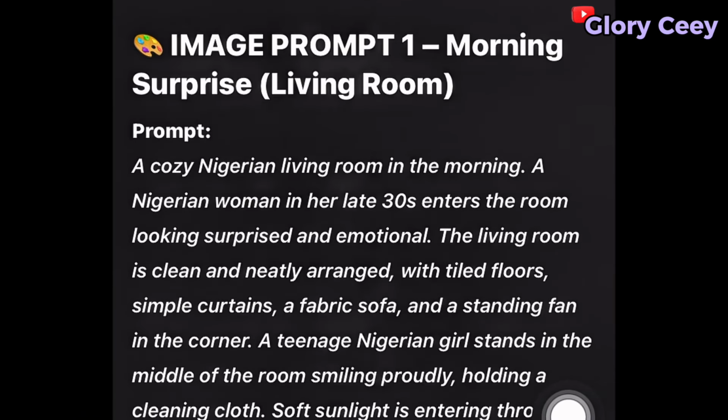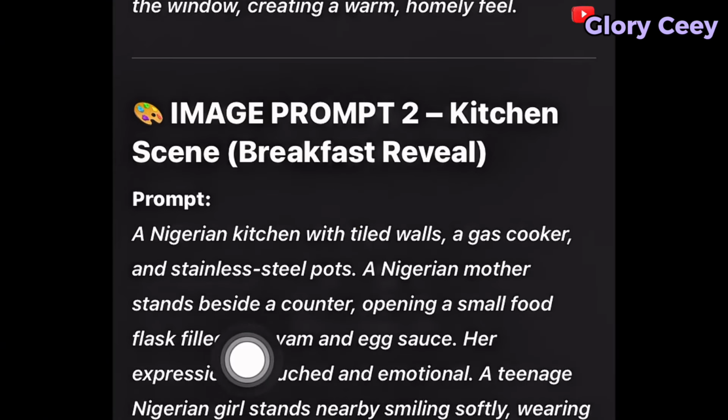Okay, if we look at the first scene, you can see a cozy Nigerian living room in the morning, a Nigerian woman in her late 30s. Can you see it keeps putting that Nigerian factor? If you look here also, you see a teenage Nigerian girl stands in the middle of the room. Can you see? So it would always put it. Can you see image 2, a Nigerian kitchen? Can you see a Nigerian mother? So it's important that you give it a detailed prompt so you can get exactly what you want.